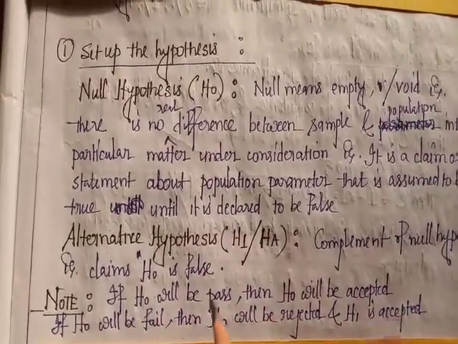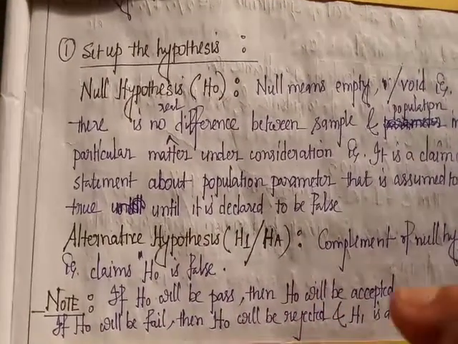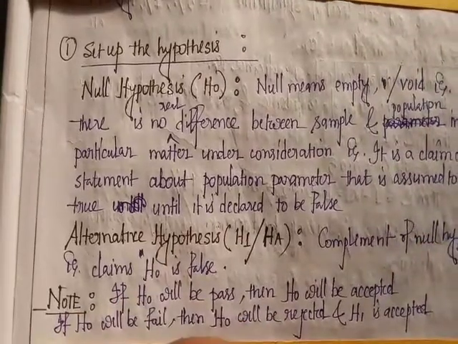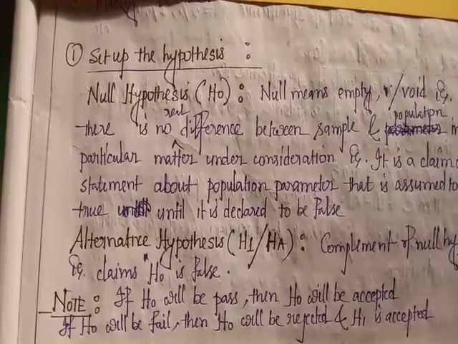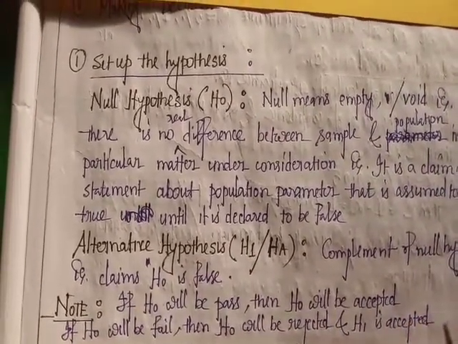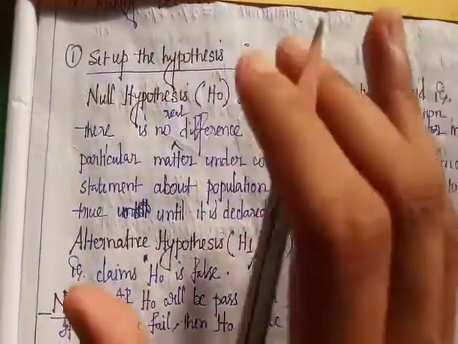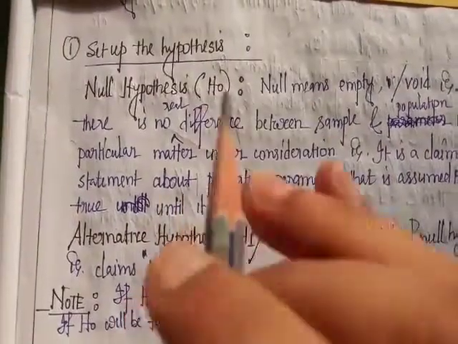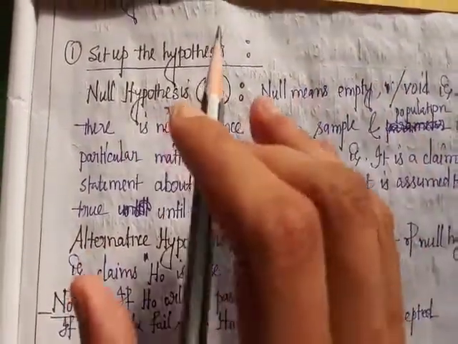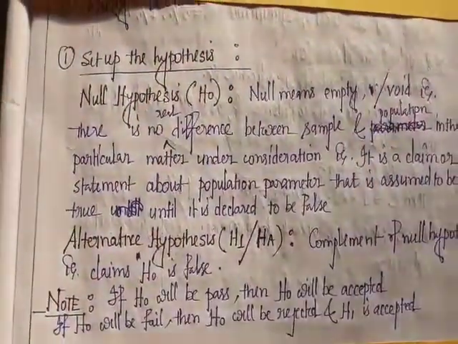If H naught passes, then H naught will be accepted. If H naught fails, then H naught will be rejected, that is, H1 is accepted. Clear? Since H1 is the complement of H naught. H1 means alternative hypothesis, H naught means null hypothesis.